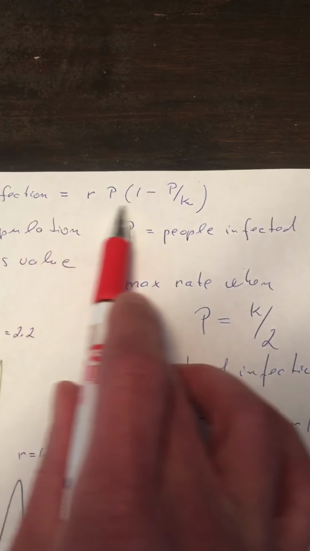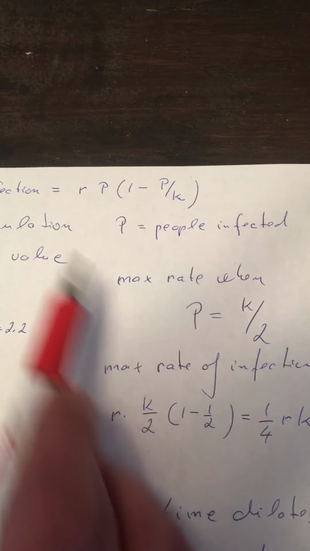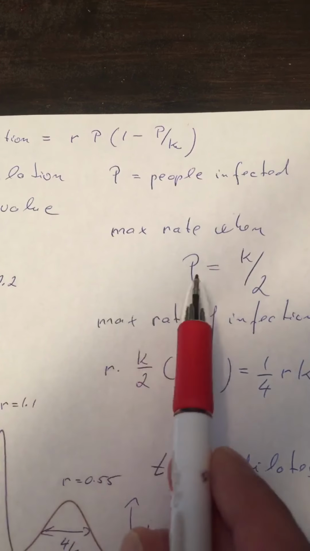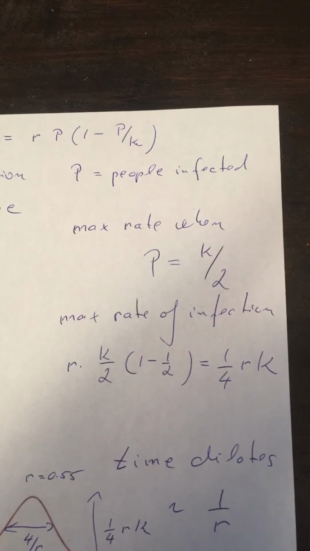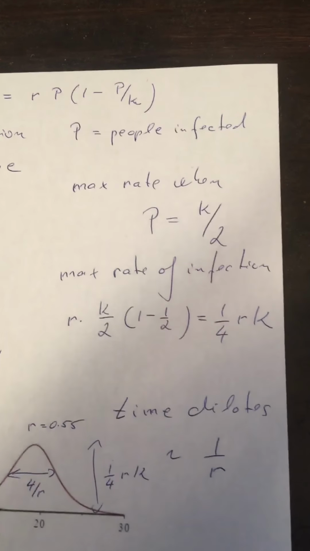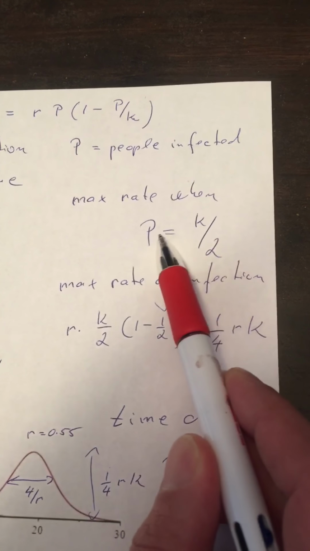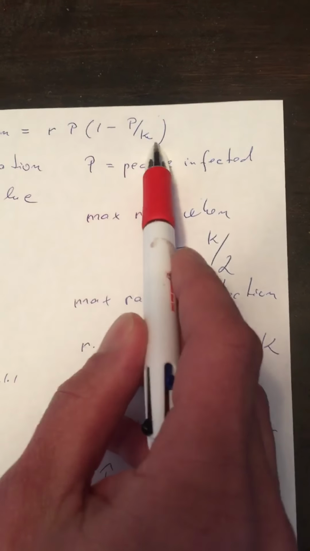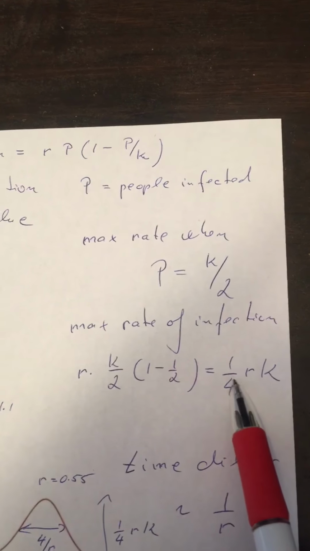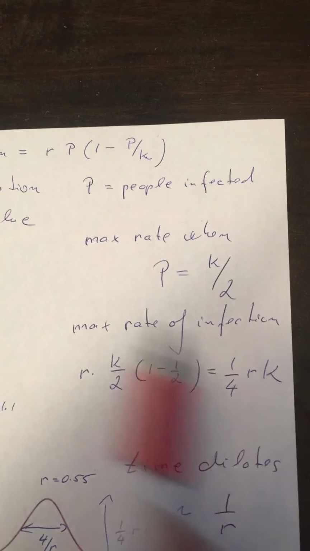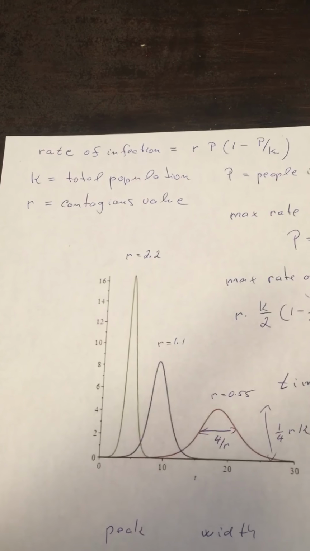Anyhow, that's the fundamental model, and I would like to explain how it works to flatten it by reducing the R value. The maximum rate is going to happen when half of the population is infected. It's kind of intuitive, smack in the middle. When half of the population is infected, we get the maximum rate of infection. So if we put P to be K divided by 2 into the formula, with basic algebra we get the peak rate, which is a quarter of the R value times K, the total population. In Canada, we have about 30 million people. So that's the peak.